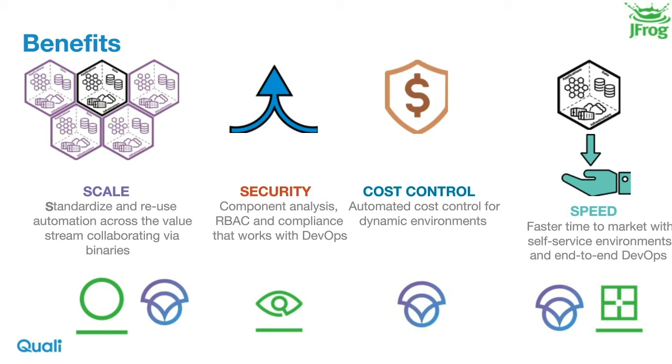And the last of these is speed. This is the major benefit of automation in general, right? Automation is the heart of DevOps, and the main reason we do it is to get speed. You need to have self-service environments. You need to have an end-to-end DevOps platform. You need to be automating every step of the way, and you need to have tools that allow you to automate every step of the way, right?